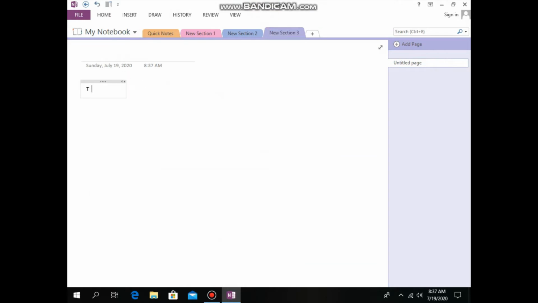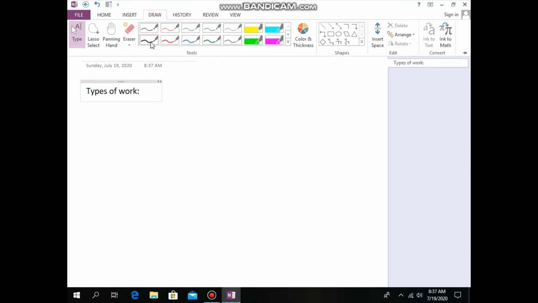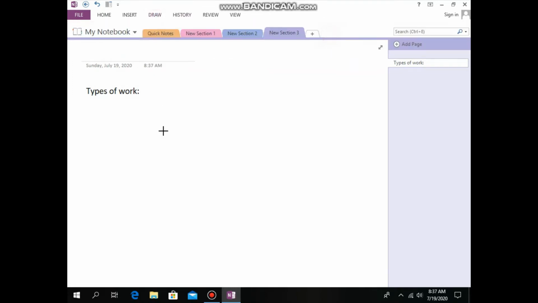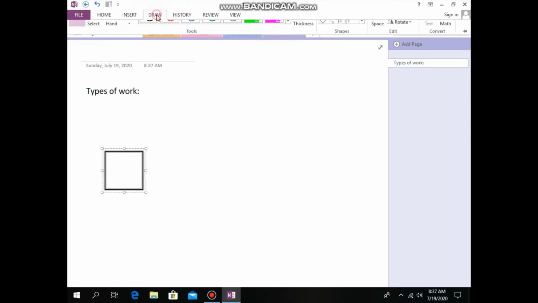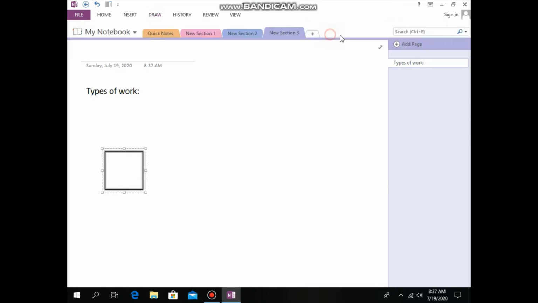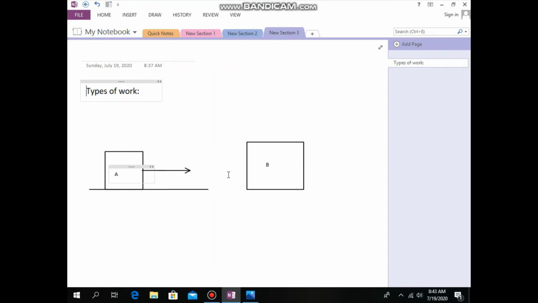Next session is types of work. What are the types of work? I'm going to give you 2 examples here also. Let us say that I have 2 objects, this is object A and this is object B. We are going to talk about types of work. These are 2 boxes, box A and box B.